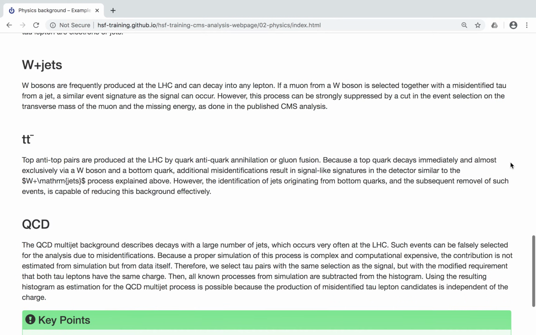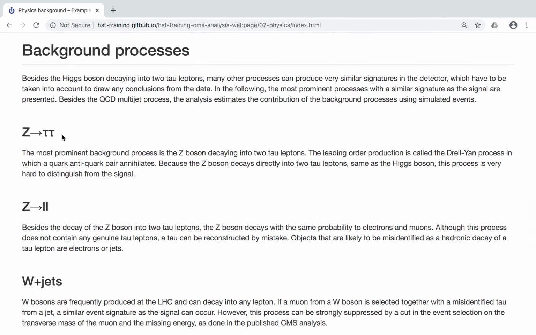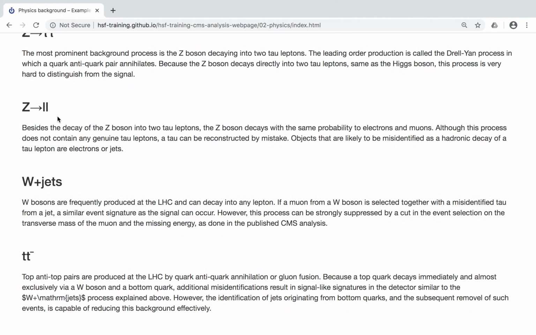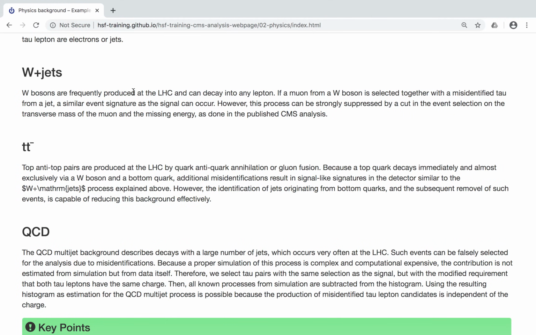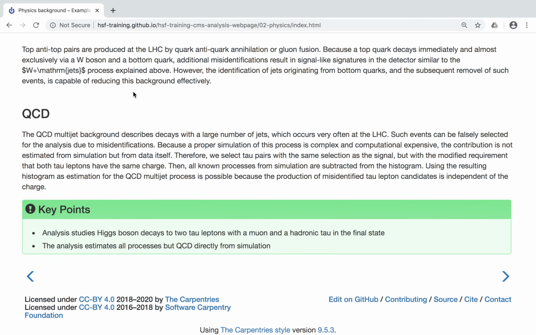So we take data, we subtract off everything: Z to tau tau simulated, Z to 2 leptons simulated, TT bar, W plus jets simulated, all these other backgrounds. We subtract them off the data, and we get an estimation for the QCD multijet process for same sign taus, and then there's a way that we can extend this into the region where taus are no longer the same sign. So that's the physics overview of what's going on.